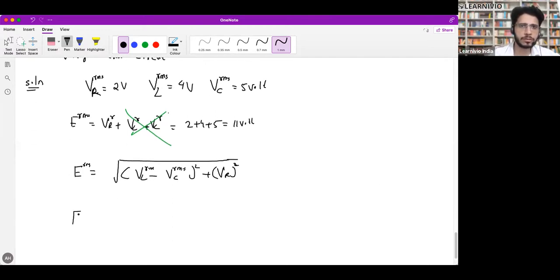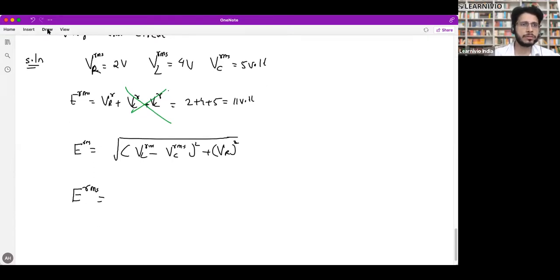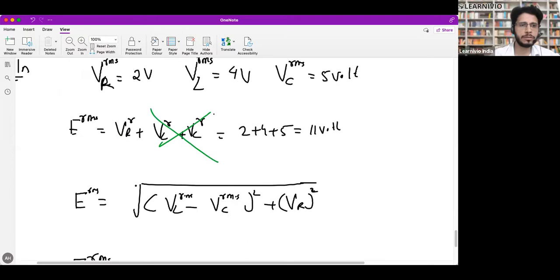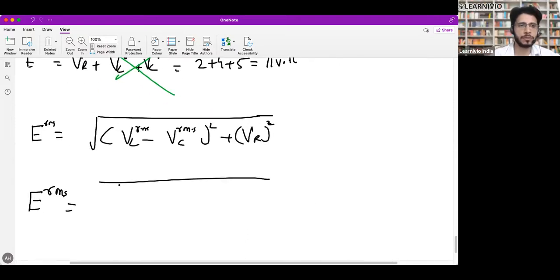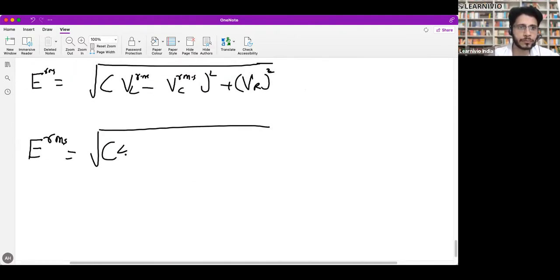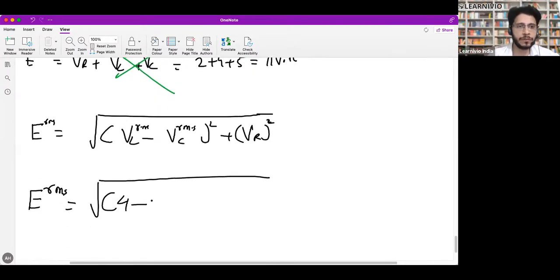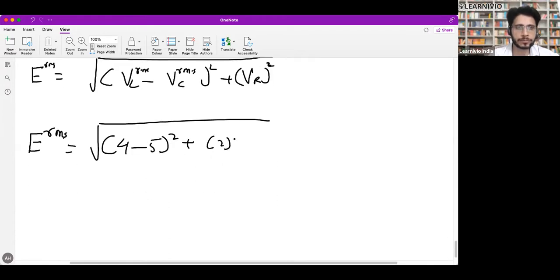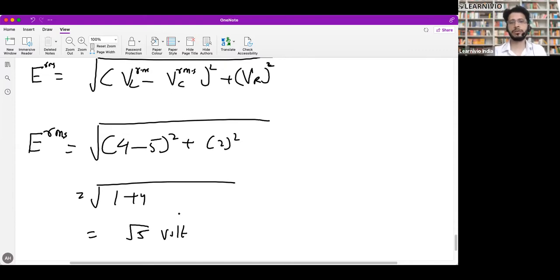See, this is straightforward, na? Not -5, Fatma. Sania, your answer. See, how much is VL? VL is 4. How much is VC? VC is 5 square. How much is VR? It's 2 square. It should be 1 plus 4. It should be √5. Yes, Fatma. Is it clear now? Sania, is it clear now?